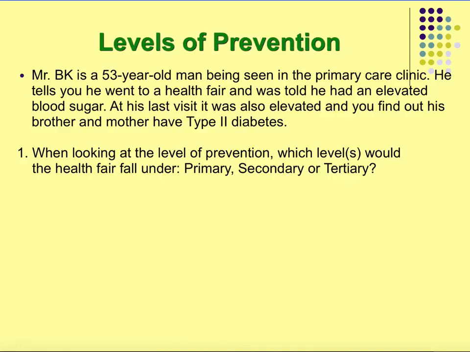So Mr. BK is a 53-year-old man being seen in the primary care clinic. He tells you he went to a health fair and he was told he had elevated blood glucose or blood sugar. At his last visit, it was also elevated, and you find out his brother and mother have type 2 diabetes. When looking at the level of prevention, which level would the health fair fall under? So here he is getting screened. So the best answer would be secondary.